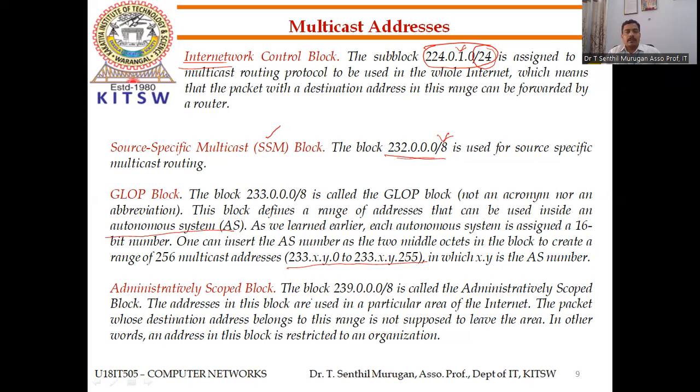How do they take the X and Y values? It is the autonomous system address. That 16-bit number represents the autonomous system, in the form X.Y, and the remaining 0 to 255 is used within the autonomous system. Next is the administratively scoped block, which is for administrative purposes. There is a separate block for it, 239.0.0.0/8. Those 8 bits decide the number of addresses for administrative use.